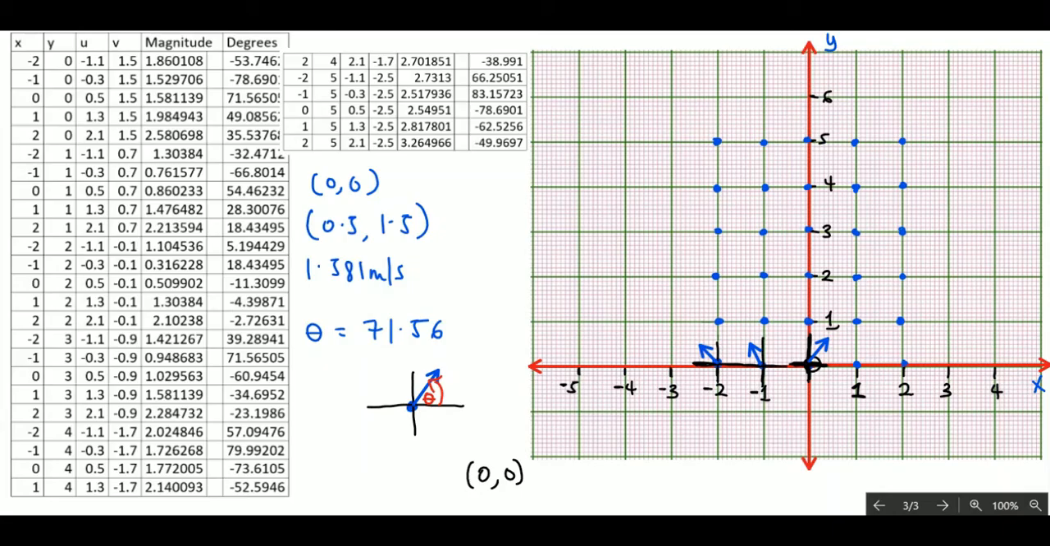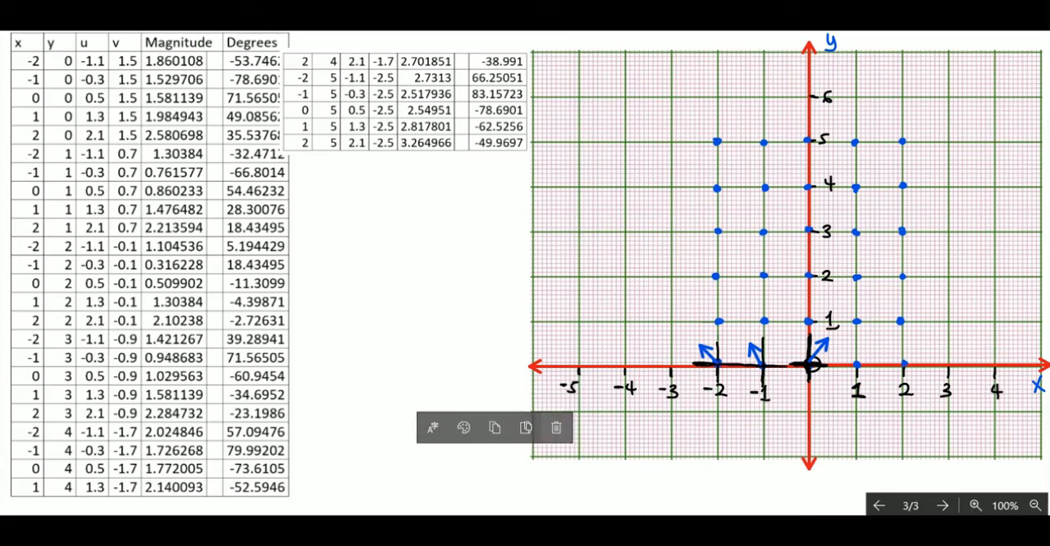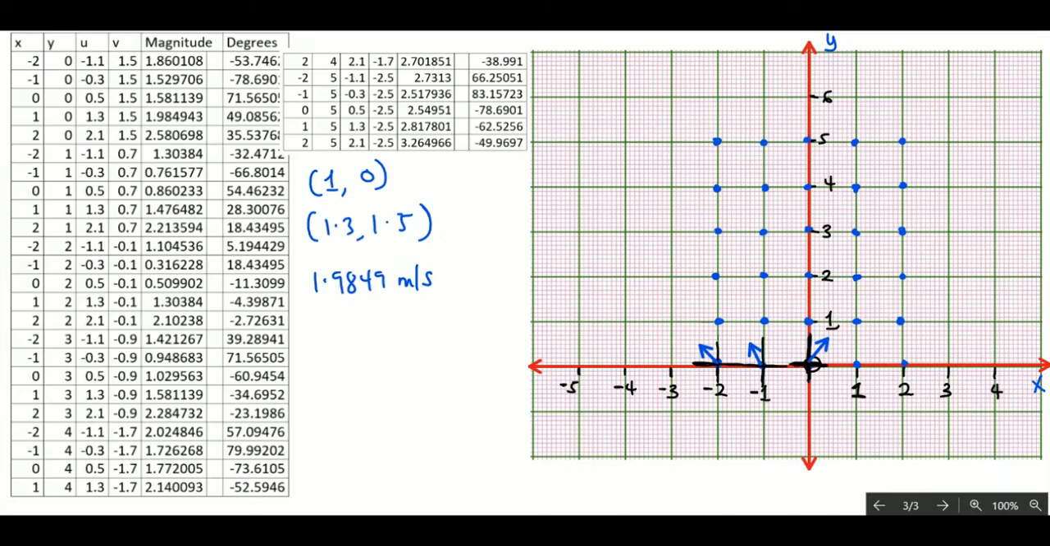So let me free up some space. Let me take another positive angle plot. So for that one, let's consider x to be 1 and then y to be 0. If you do this, you are going to have the u value to be 1.3, and then the v to be 1.5. And then the magnitude will be 1.9849 meters per second, and then the angle is 49.085 degrees. So we are plotting 1, 0.